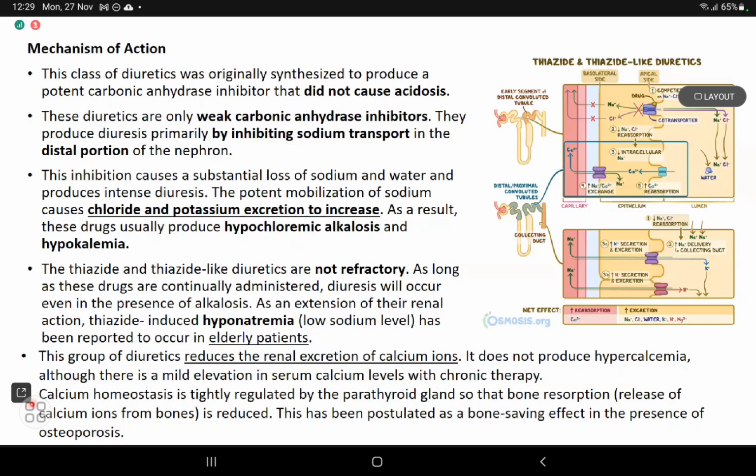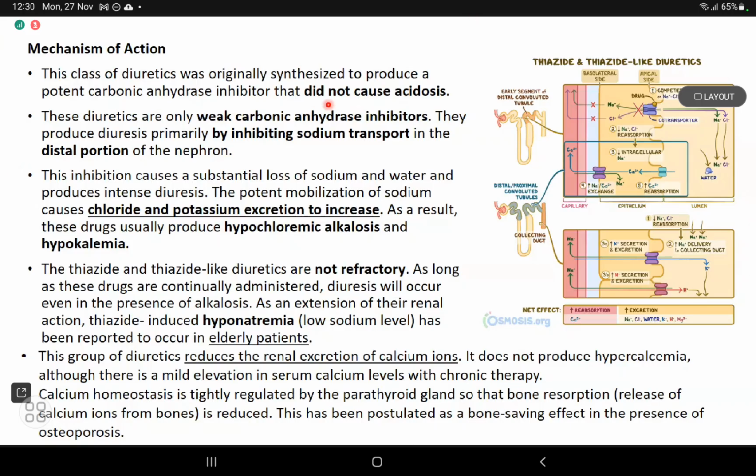Okay, since calcium is important for us, that's why reabsorption of calcium sometimes may bring some benefit to the patient. So that's why they call it the bone saving effect, especially for those with osteoporosis. Okay, clear? So from this slide, we can summarize a few important points here.